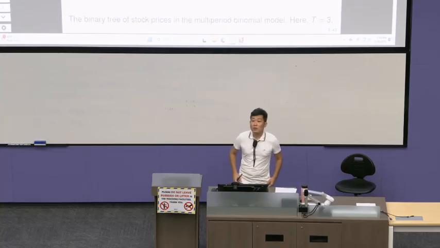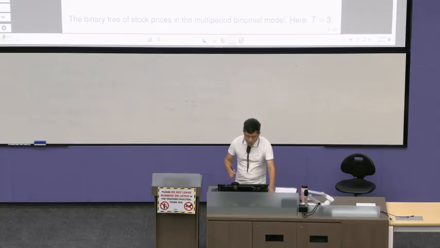Okay, so this is an illustration. At the beginning, at t equals 0, my price is S. Then at t equals 1, my S can go up to uS or go down to dS.